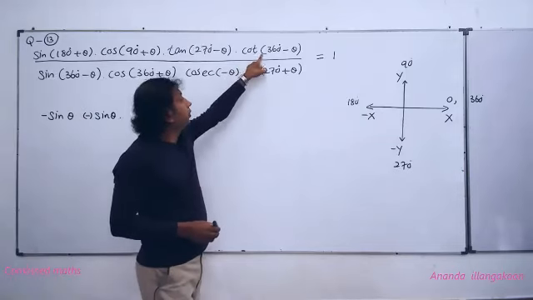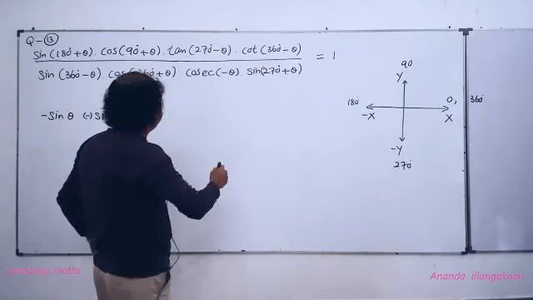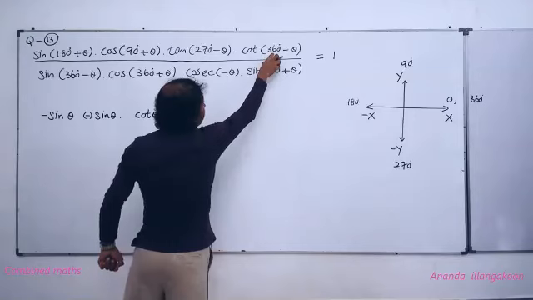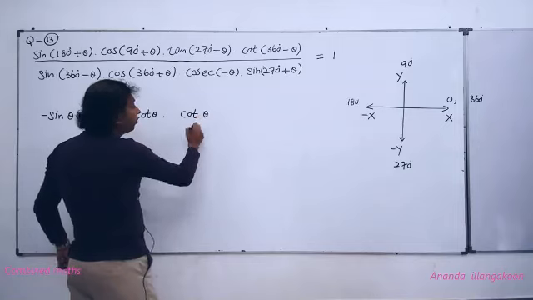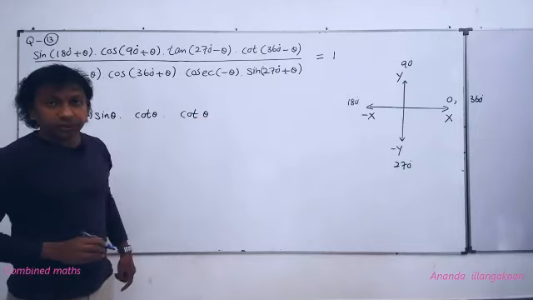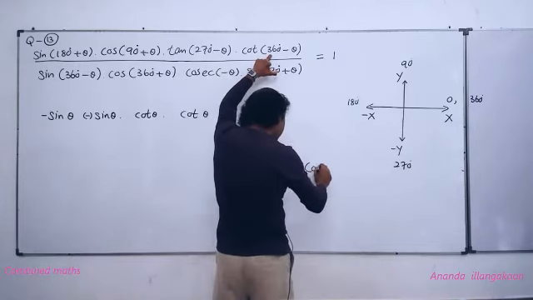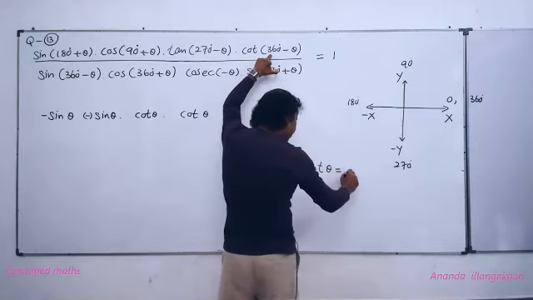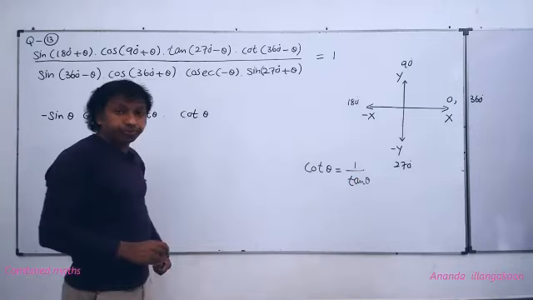Cot 360 minus theta. The first angle is, people, on the x-axis. Now this ratio doesn't change, right? Cot first angle is on the x-axis, so therefore this ratio doesn't change. Then we get cot theta, but we have to very carefully determine the sign. You know, people, this cot: we know cot theta, we write how, people? 1 upon tan theta. Okay, this we know.